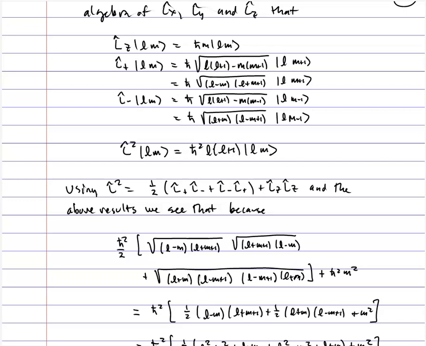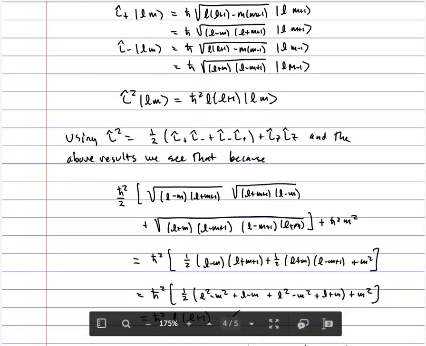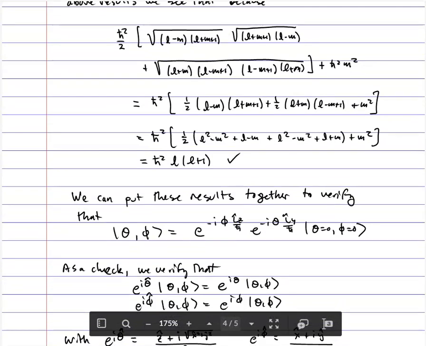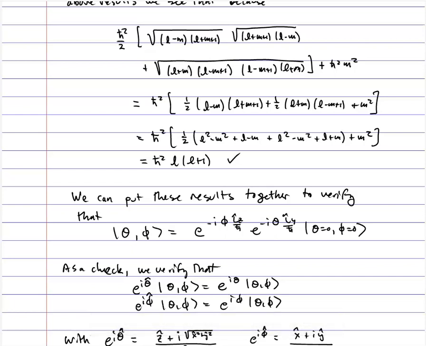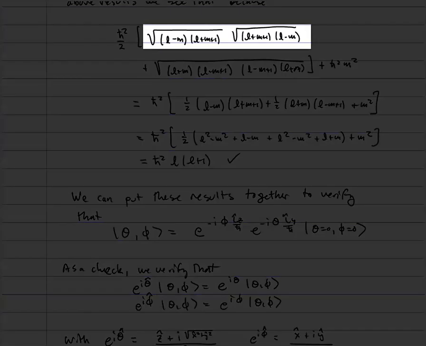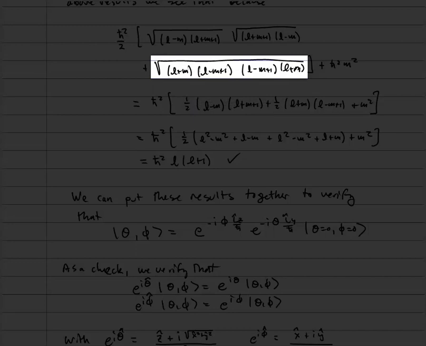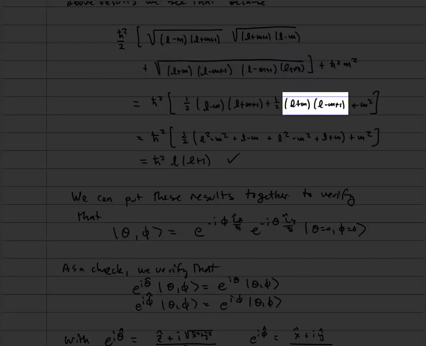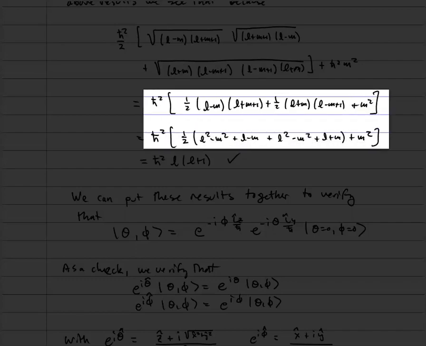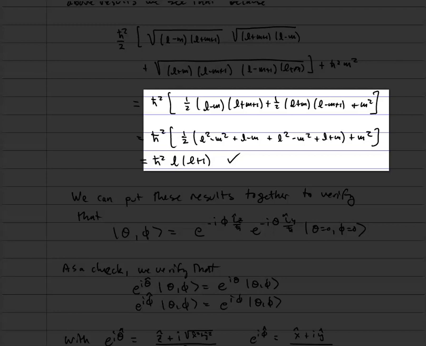The second one involves the L minus and L plus. The LZ squared is easy. That's just H bar squared M squared. And when you go ahead and simplify this result, you see you have a square in the first two terms. You have a square of an L minus M, so that just gives you an L minus M. And you have a square of the L plus M plus 1, so that just gives you an L plus M plus 1. And similarly with the second term in the square root, you have two perfect squares. When you multiply them out and add them together, you find they give you L times L plus 1.